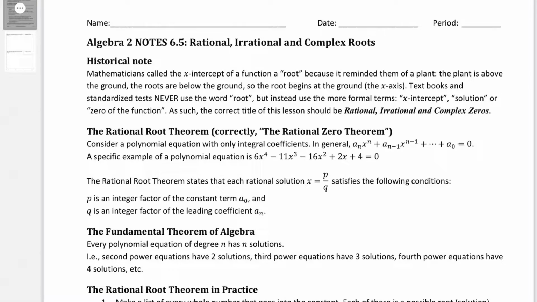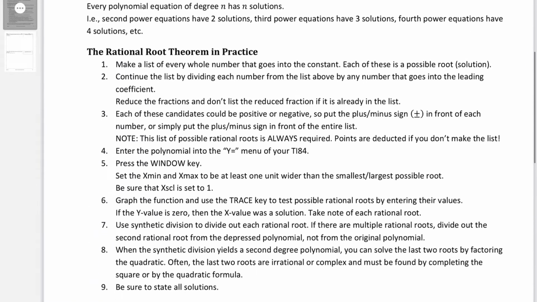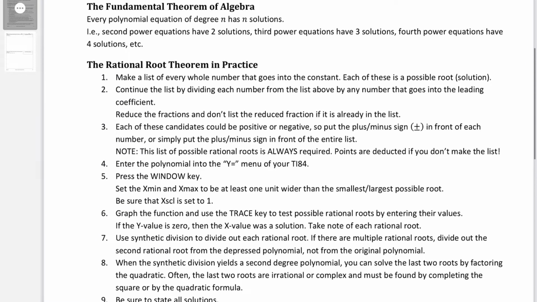Now we're trying to put everything we know about synthetic division all into a useful tool set. The first thing I'd like you to do is pause the video and read the historical note and the rational root theorem and the fundamental theorem of algebra. Now pause the video and read this section, the rational root theorem, in practice.